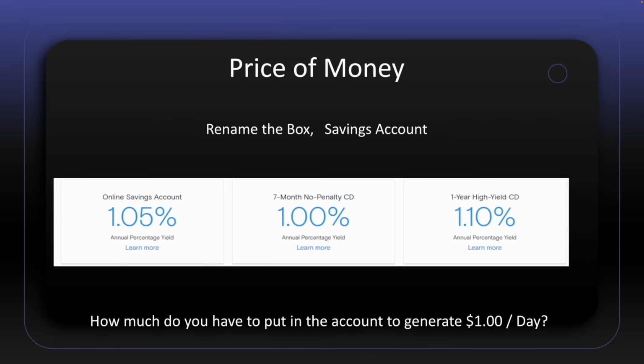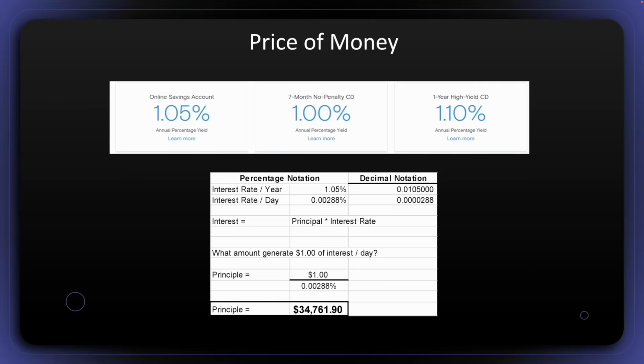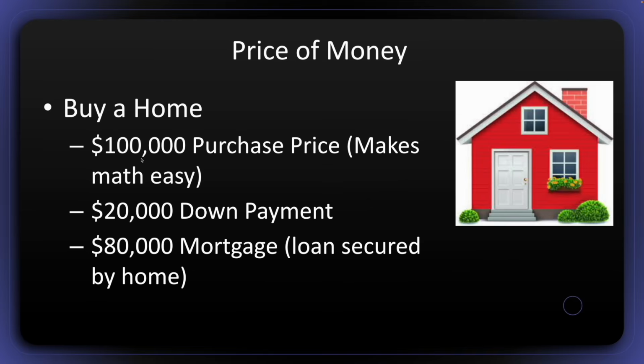Instead of a box, let's imagine we have a savings account, and it gives you 1.05% interest annually. How much would you have to put into the savings account to generate $1 a day? Well, using Excel, we can identify that the principal, or the original amount we'd have to invest, is $34,761. This is a large amount, and fairly so. This is due to the small interest rate that we're getting in our savings account. Let's look at another example.